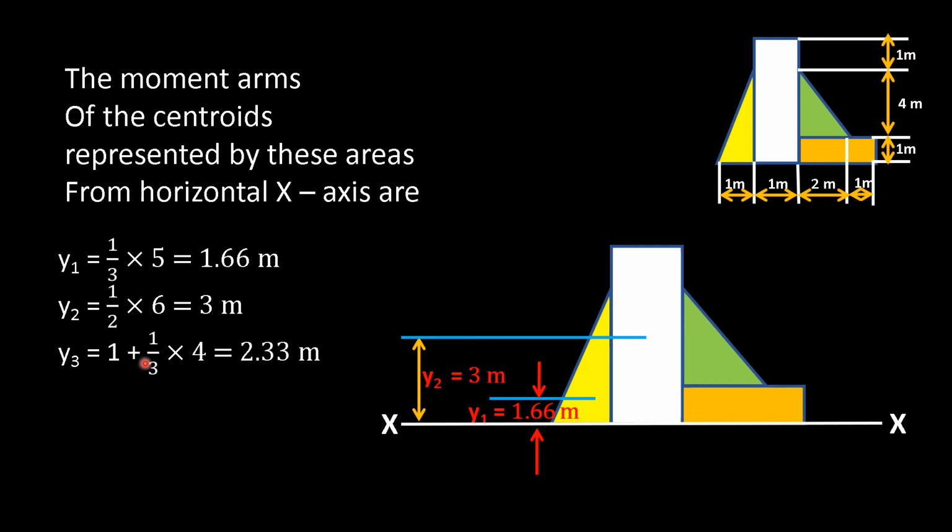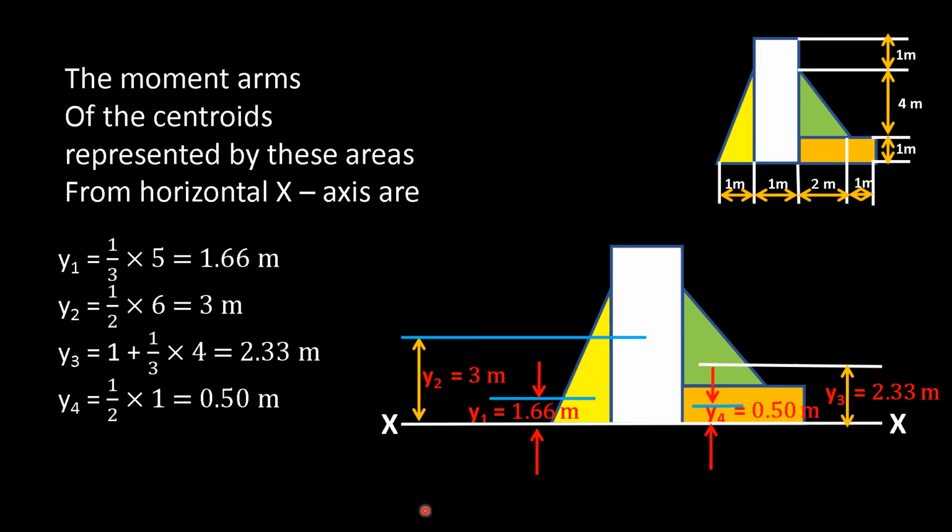y3 equals 1 plus 1/3 multiplied by 4. 4 is height of the triangle, which is 2.33 meter. So y3 is 2.33 meter. y4 equals half multiplied by 1. This is 1 and half, which is 0.5 meter. So y4 is 0.5 meter.